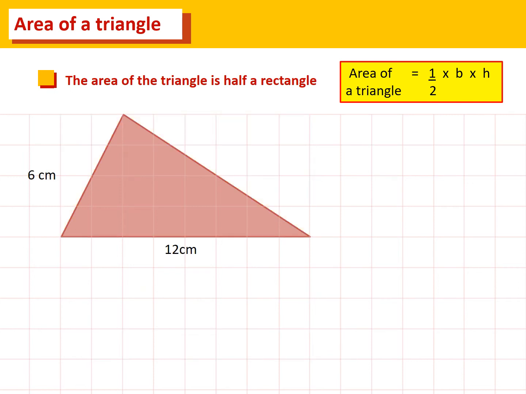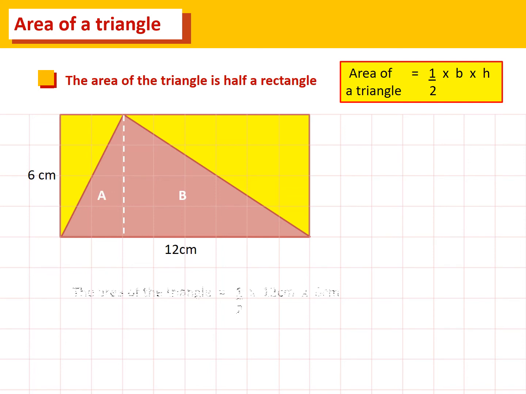So in this example, if we draw the rectangle around it, we can see that the base is 12 centimeters. The vertical height is 6 centimeters. So the area is a half times 12 times 6. When you're doing the questions, write that bit of working down, and then your answer, 36 squared centimeters.